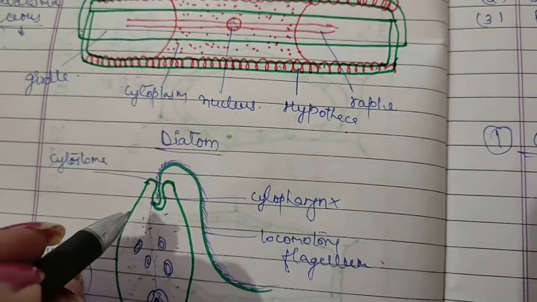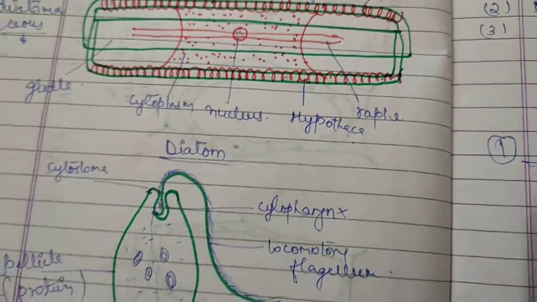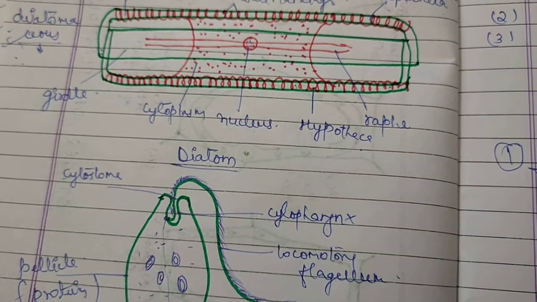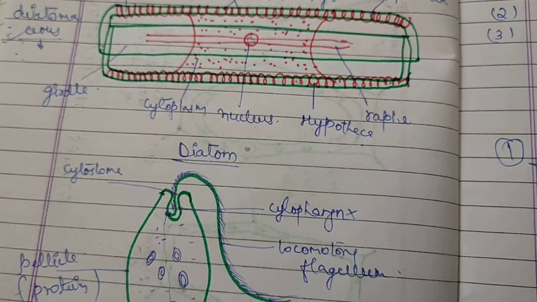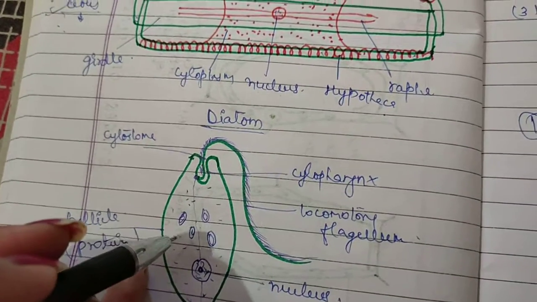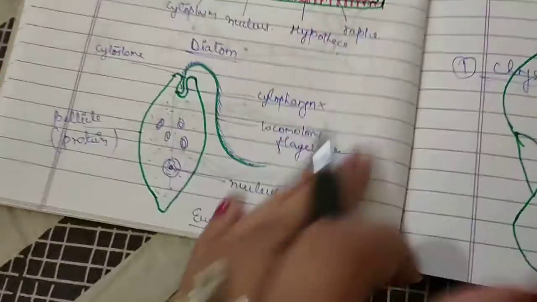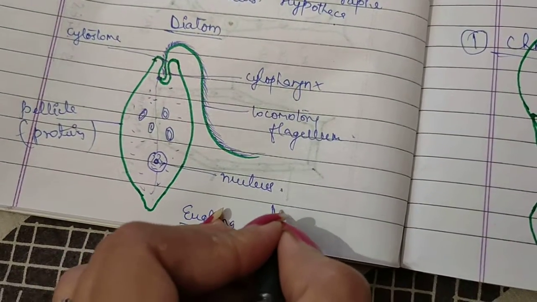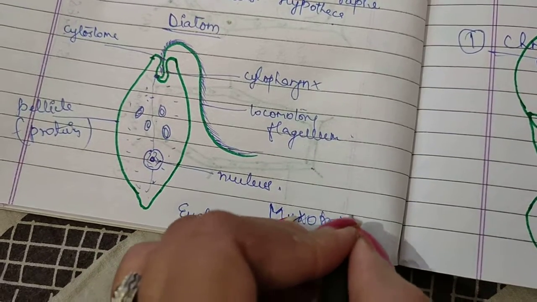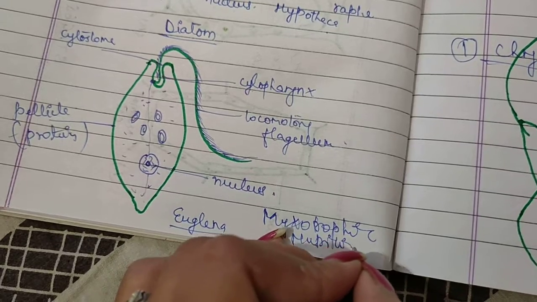They have two flagella, one short and one long. Though they are photosynthetic in the presence of sunlight, when there is no sunlight they behave like a heterotroph. So this is important because Euglena show a mixotrophic mode of nutrition. This is important.